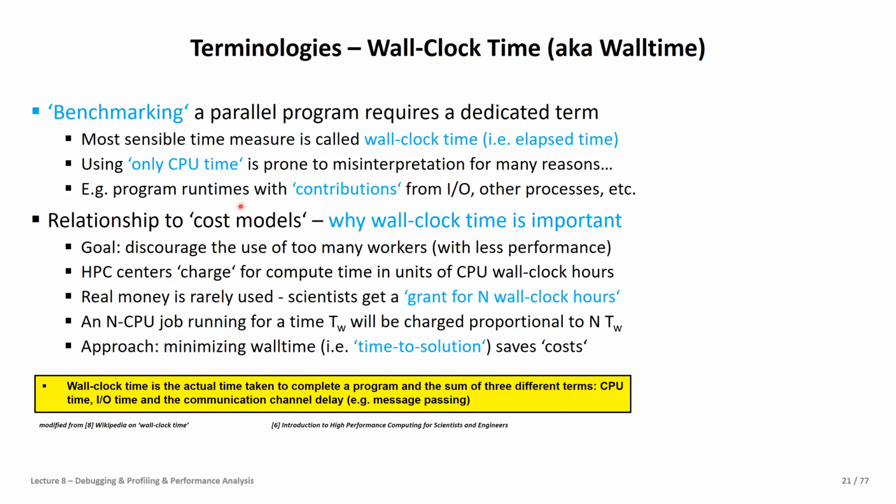We want to measure basically the time. But the interesting thing is for us as application developers, we are not only interested in the CPU time, right? It's a bit of a misunderstanding here. So when we do this, the wall clock time is really the whole time, the actual time to complete a program, which is a sum of different terms. It's CPU time, I/O time, and communication channel delay that we use in the MPI message passing, for example.